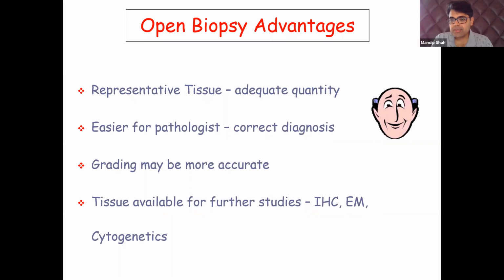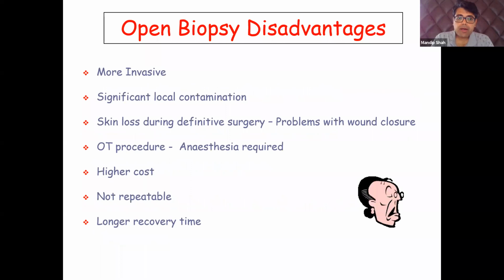You want to know whether it's a low grade tumor, a high grade tumor, a dedifferentiated tumor. And if you want to do further studies like electron microscopy or immunohistochemistry or cytogenetic studies, which is nowadays required for most of the patients, then you have extra sample for those things. But it is more invasive. It causes significant local contamination. It's a large, long incision, and the tissue underneath the incision is also contaminated. So the skin loss during the definitive surgery is more, and sometimes it can lead to wound closure problems.